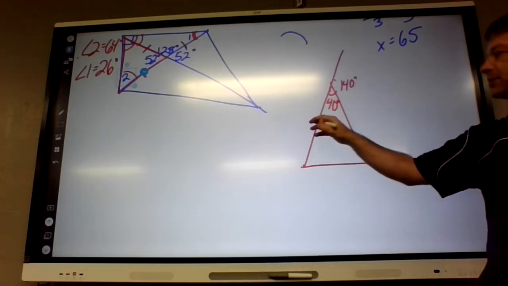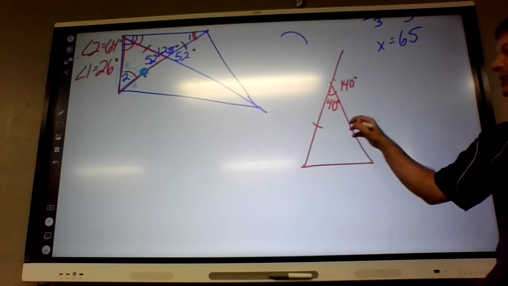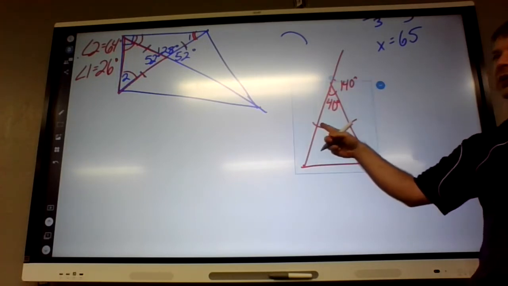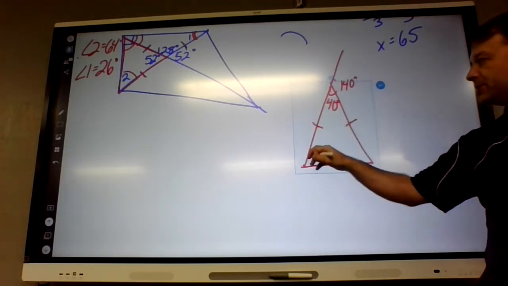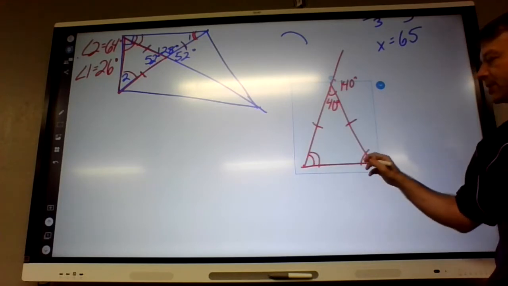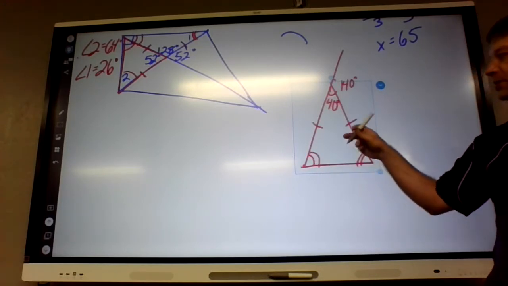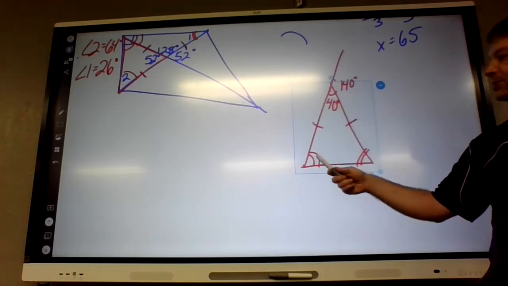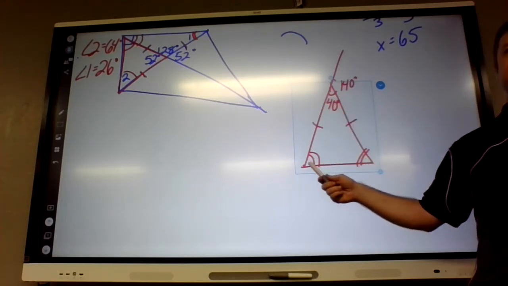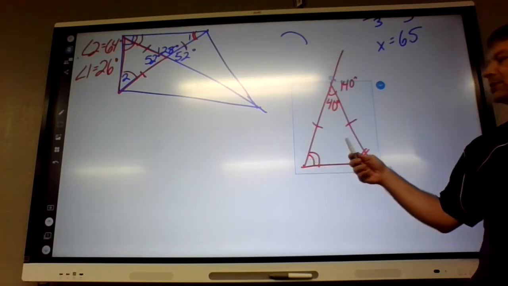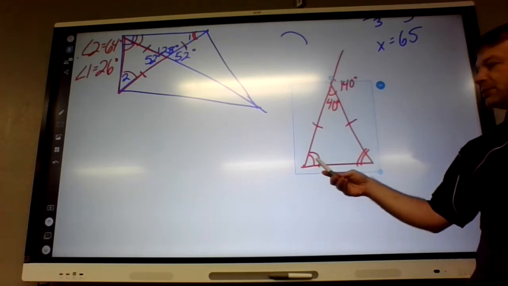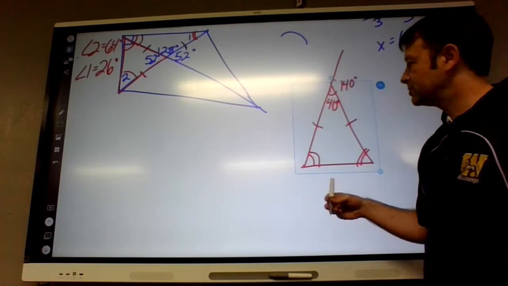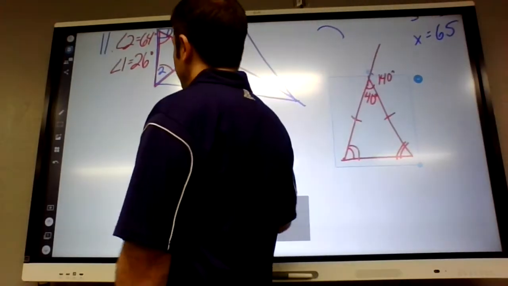Okay, they're saying that the stepladder is an isosceles triangle. So these two down here have to be the same. Right? So how many degrees do I have for these two? 140 split in two. 70. So there's just one answer on this one, 70.